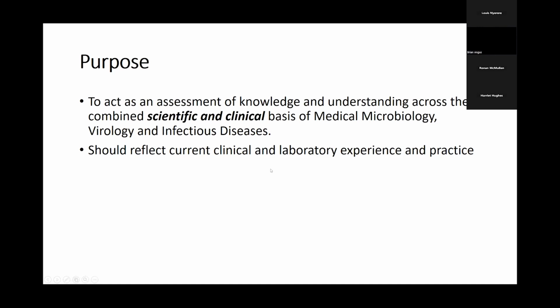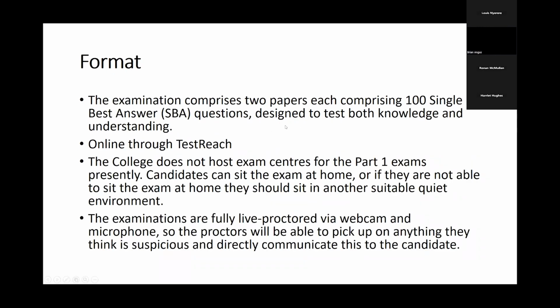So really it is worth getting some experience of laboratory microbiology and also some clinical infectious diseases as well, as the questions go across a wide range of topics. The papers themselves are 2 papers, 100 single best answer questions designed to test knowledge and understanding. It's online through TestReach. The questions are presented randomly to the candidates. So no 2 people will be doing the same exam in the same order.